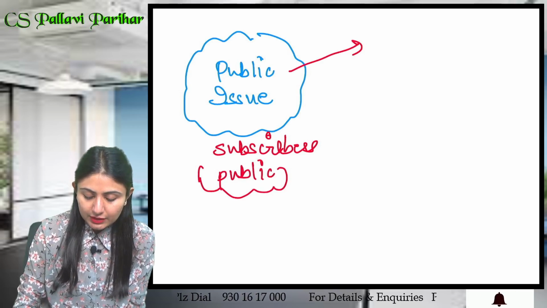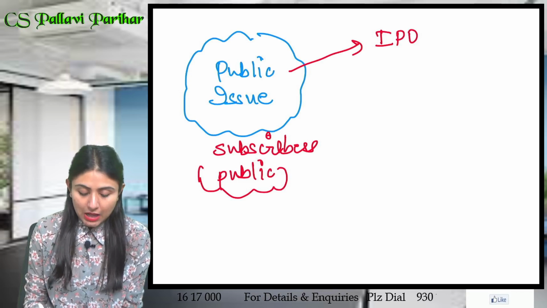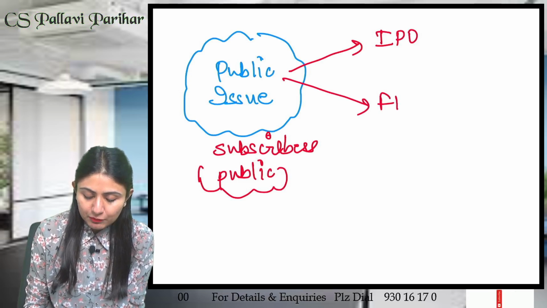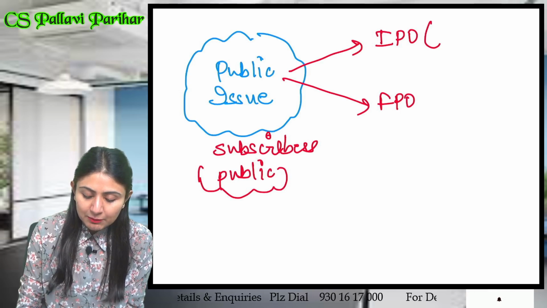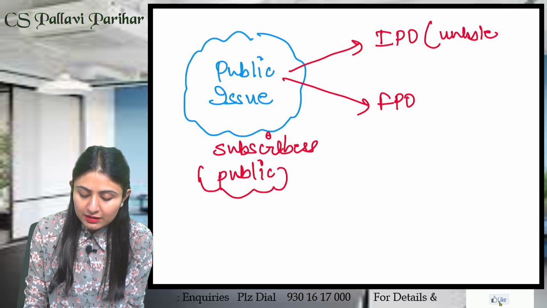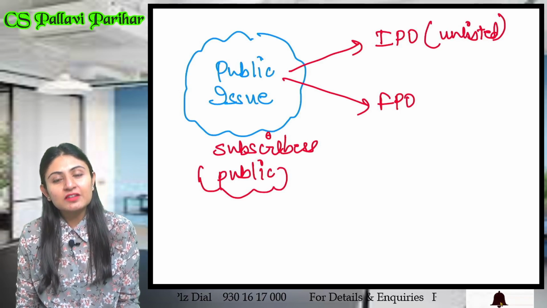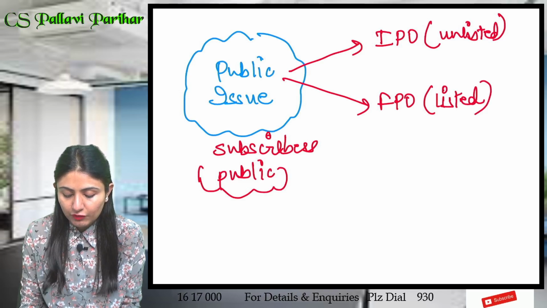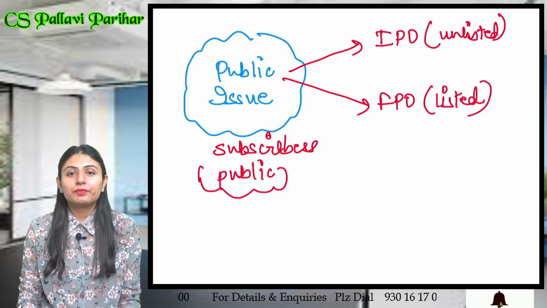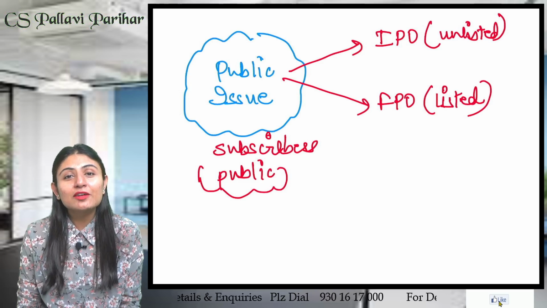Now, if it is for the very first time, it would be an IPO. And if it would be subsequently, it would be an FPO. When you come up with an IPO, you will always be an unlisted borrower. But once you come up with an IPO, you become a listed borrower and all your FPOs would be termed as the FPOs of a listed borrower. When you go to the public, it's a public issue. When you do not go to the public, it's not a public issue.